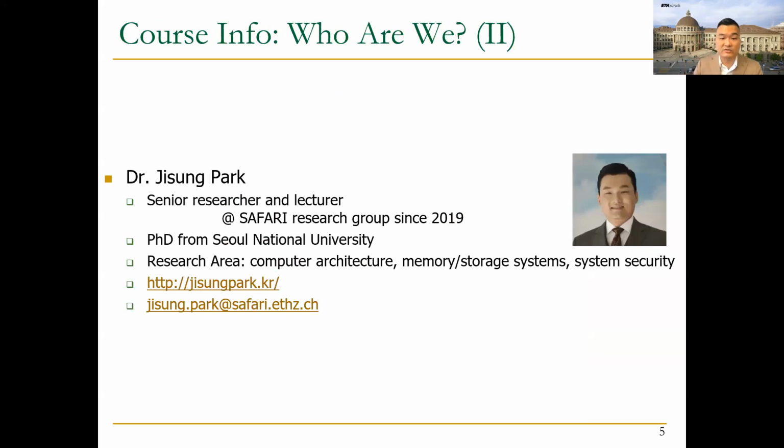And for this P&S course, we have 3 supervisors. First, me, the lead supervisor, and I have worked as a postdoc and lecturer at Safari Research Group since September 2019. I earned my PhD degree from Seoul National University in South Korea, and my research interests lie in computer architecture, memory and storage systems, and system security. And you can get more information about me from my website if you are interested.